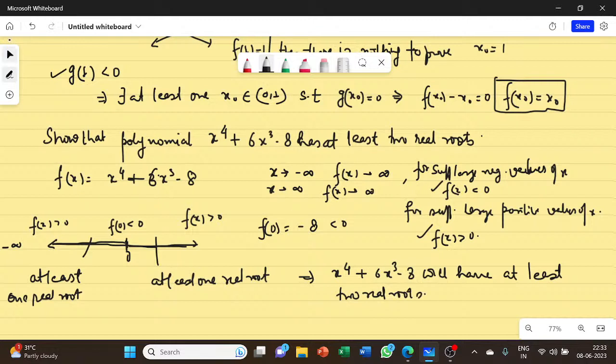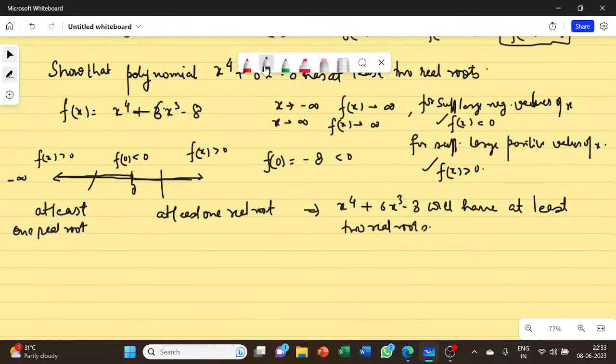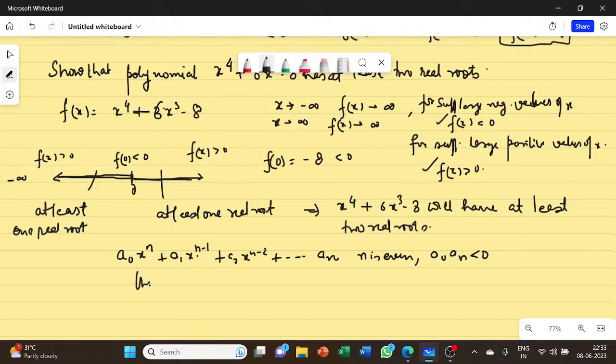In fact, you can remember this as a theorem also. So for example, if I want to write my polynomial a0 x to the power n plus a1 x to the power n minus 1 plus a2 x to the power n minus 2 and so on, up to an, and if n is even such that a0 and an, their product, is negative, then the above polynomial will have at least 2 real roots.